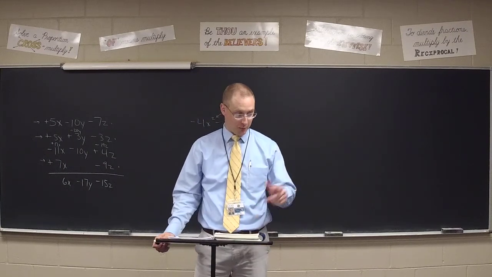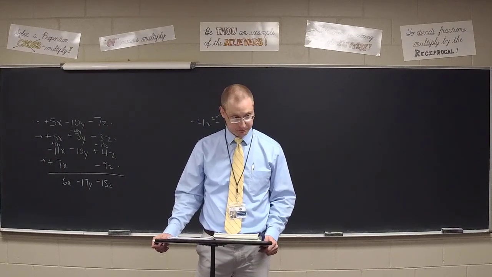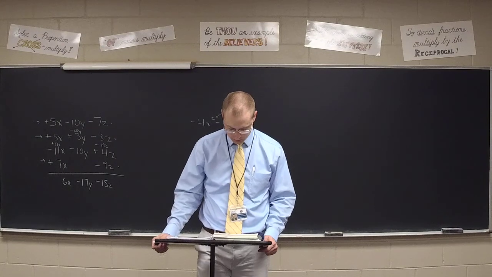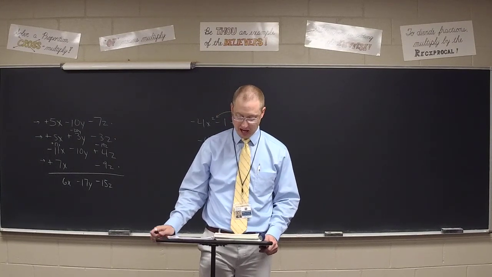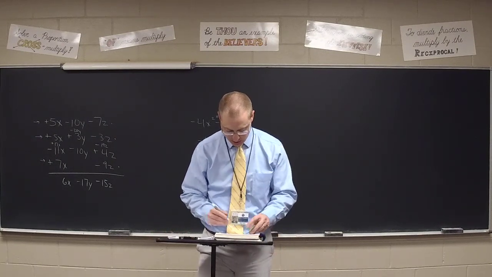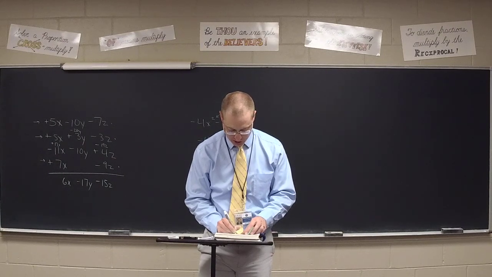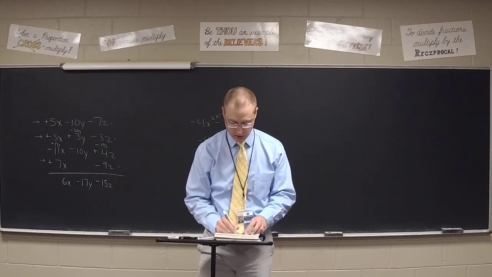All right, then number 28, we'll go back to Dylan. What'd you get on this one? 11x squared, positive x, negative 39. Good, 11x squared, positive x, negative 39 is correct. All right, questions on any of these?